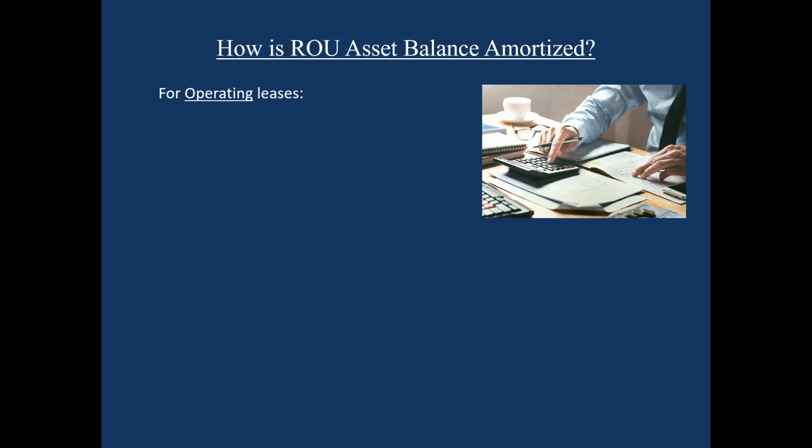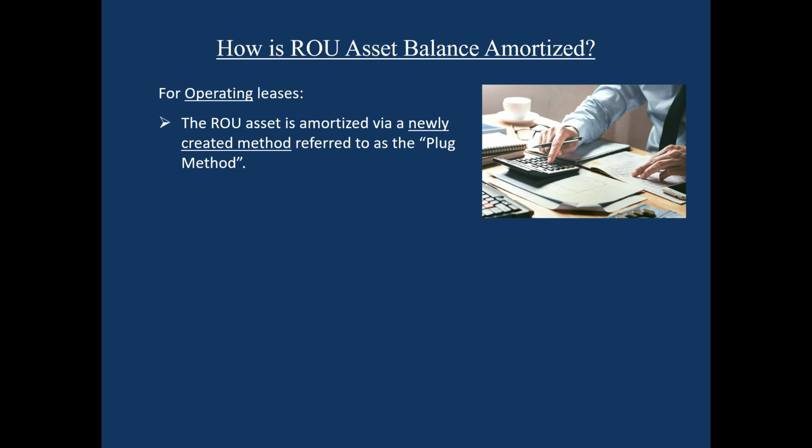Here's how we amortize our right-of-use asset for a new operating lease. It's done through a newly created method. The FASB refers to it as the plug method. It's calculated by deducting the liability interest expense from straight-line rent expense to get the plug amortization expense.